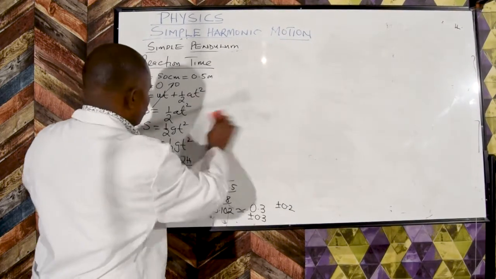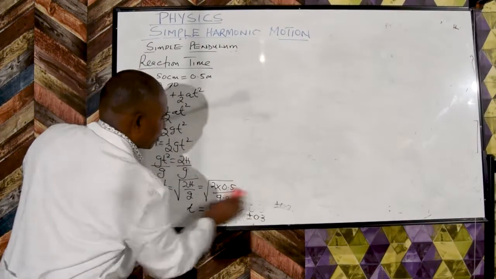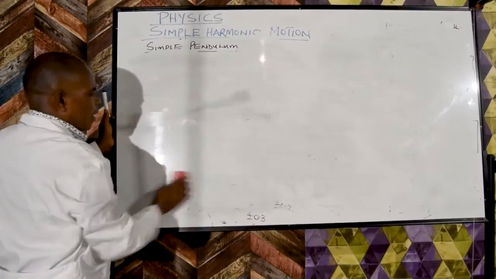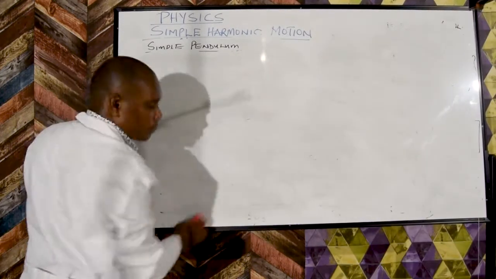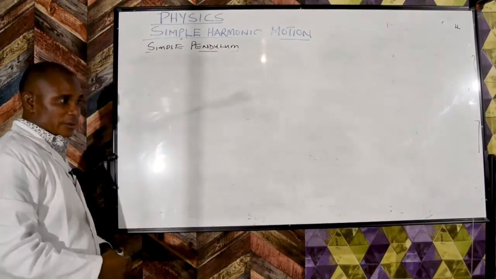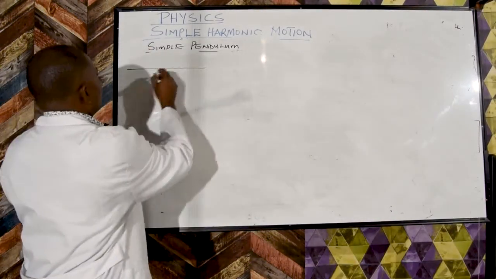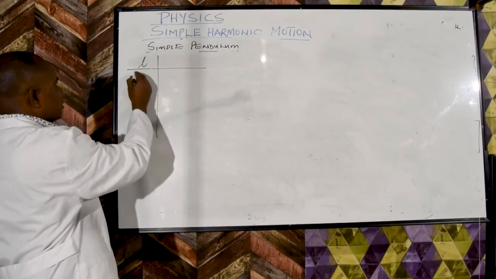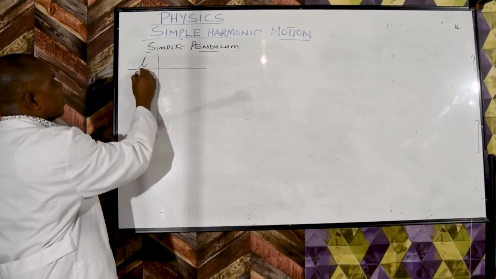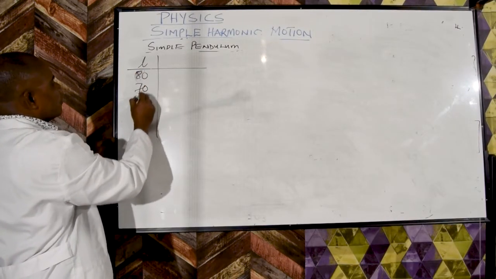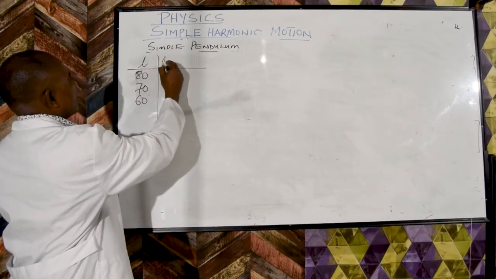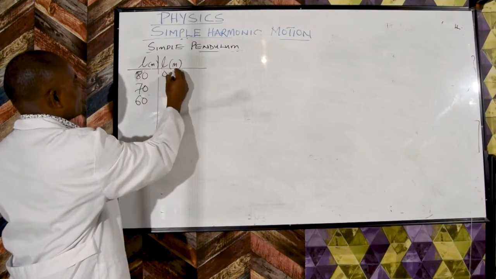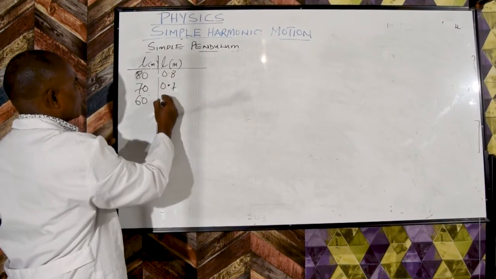Now we try to look at the experiment proper. I'm coming to investigate how the period is affected by the length. I have done a couple of experiments over there. So let's see. Now I have the length. Let's say the first lengths there are 80, 70, 60. This was in centimeters, so I can put this length in meters as 0.8, 0.7 and 0.6.